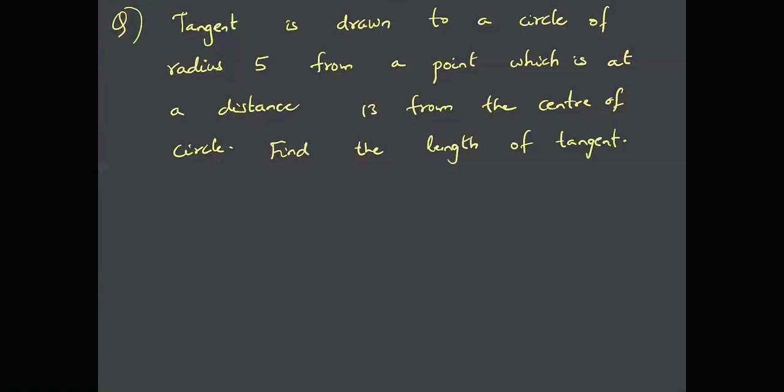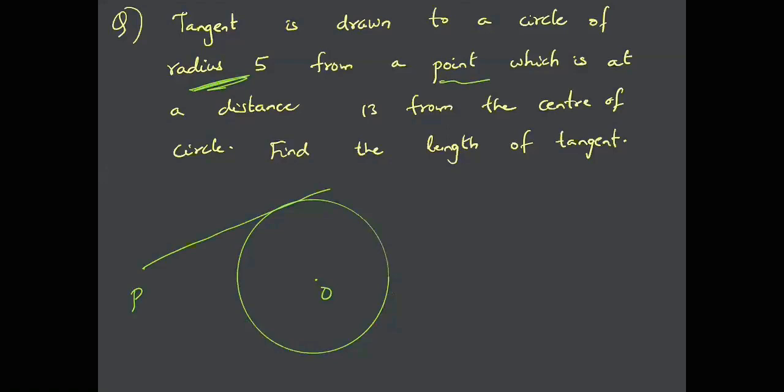Yes, so most of you have done this. There is a circle with center O. From an external point, you have drawn a tangent to this circle. The radius of the circle is 5, and the distance of the point from the center is 13. This is the radius, 5, and we know that it will be perpendicular to the tangent. And we want the length of the tangent.